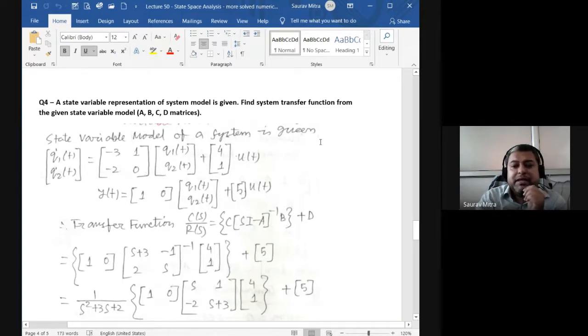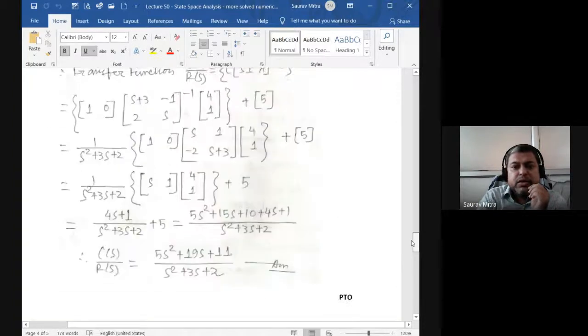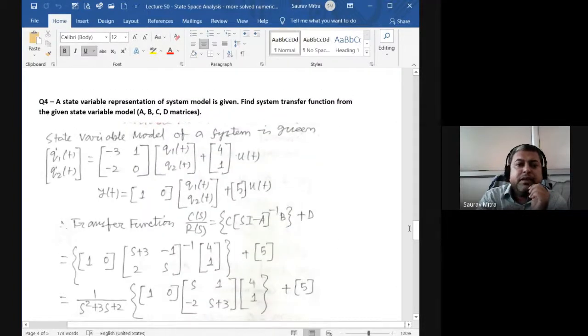Another numerical, so this is the last numerical we are going to do today. In this numerical also, they are finding out what is the system transfer function given ABCD matrix. So in this case, D matrix is given. You can find out. Always remember the dimension of the matrices.